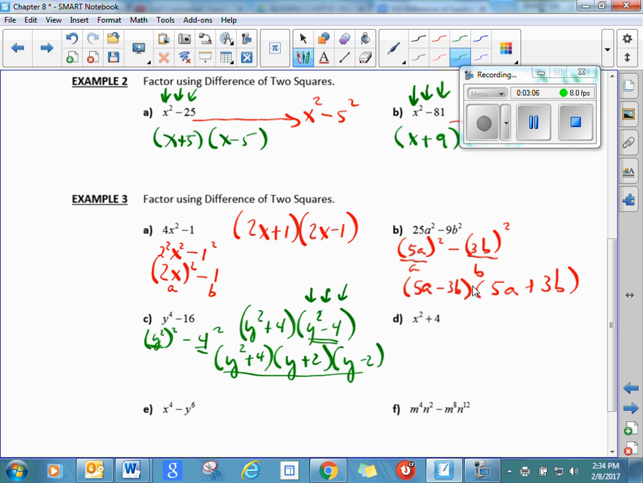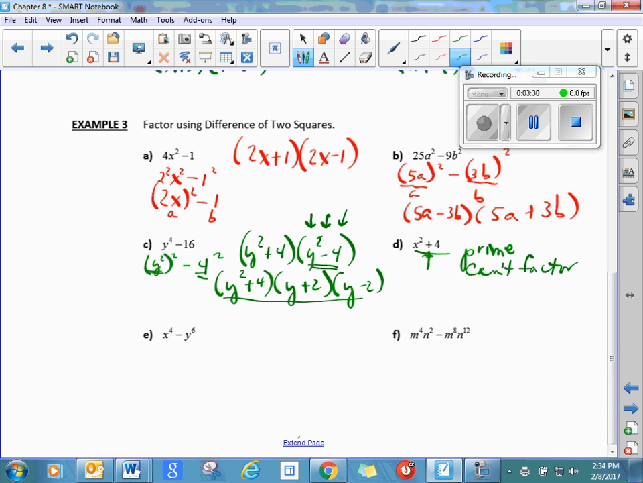Let's look at this one. I've got two squares, an x squared and a 4, but I don't have a difference. So don't let this trip you up. Be very, very careful. We say this is prime because he has no common factors to take out of here. So you can't factor him. You can't factor further. He's done.